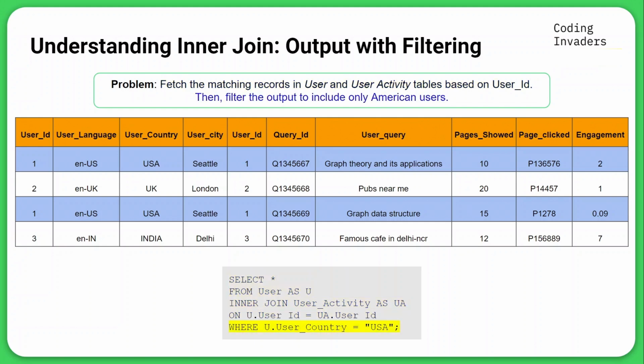However, the second part of the question asks us to filter the output to include only American users. If you guessed that we needed to use the where clause, you are absolutely right. Here's the code we need to add. Where, which is for filtering, u.user_country, because user country is there in the user table and the alias for that is u. That's why u.user_country equals USA. Okay? Great. Let's verify this code on Metabase.